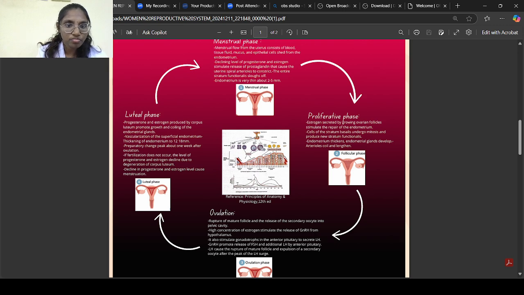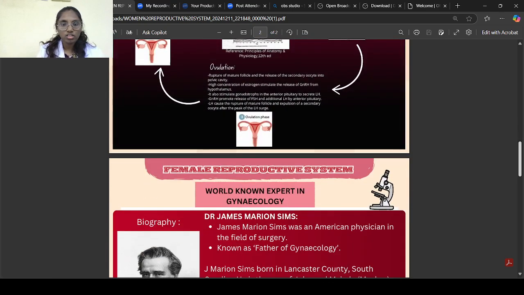Vascularization of the superficial endometrium, thickening of the endometrium to 12 to 18 mm, and the preparatory changes peak about 1 week after ovulation. If fertilization does not occur, the levels of progesterone and estrogen decline due to degeneration of the corpus luteum. The decline in progesterone and estrogen levels causes menstruation, and the whole cycle will happen all over again.